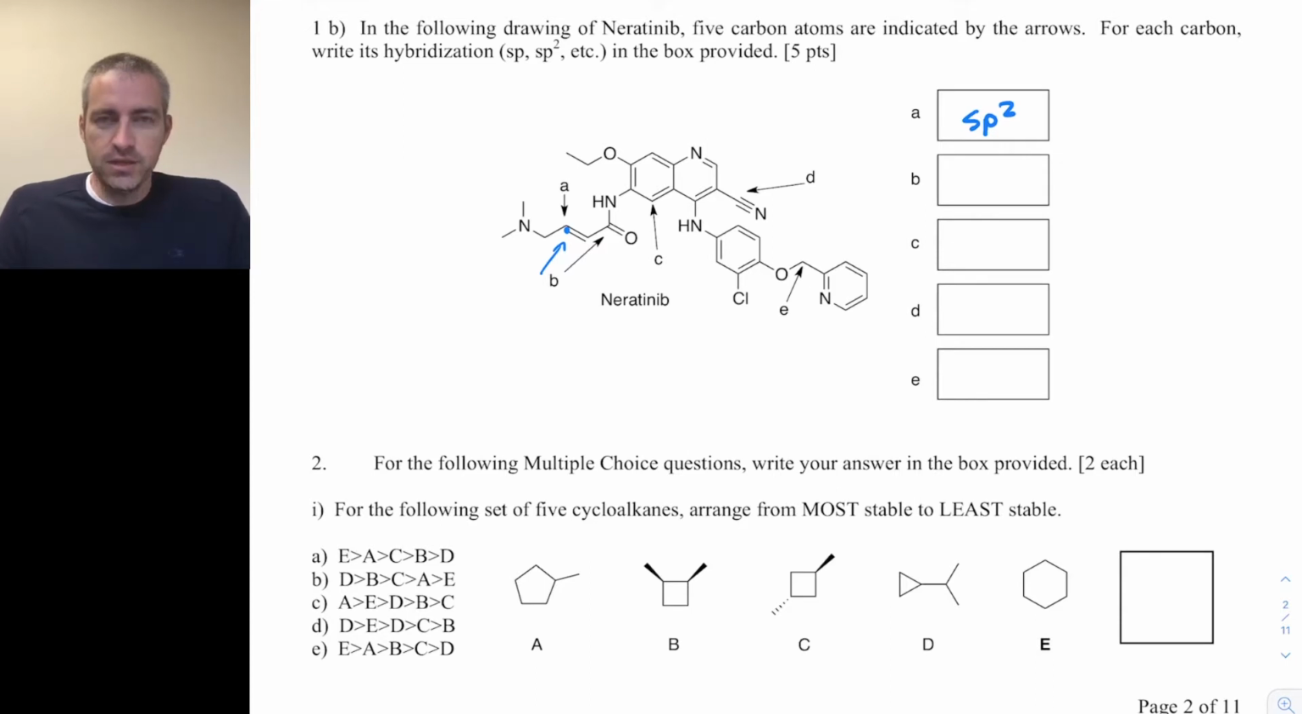Carbon B, you can see, is the carbonyl carbon. That's what it's pointing to. It has 2 single bonds and a double. That one's also sp2. Atom C has 2 singles and a double as well, sp2. D has a single and a triple bond. That means it will be sp. And carbon E has 2 single bonds to hydrogen not shown, and a single bond to oxygen and a single bond of carbon that are shown, so 4 single bonds is sp3.